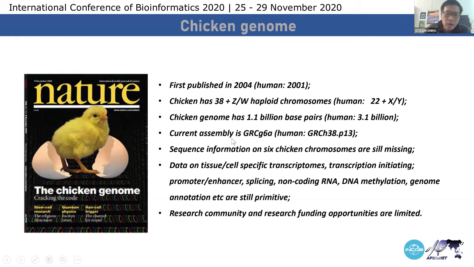The current assembly is Gal-6, and human has 38. This somewhat reflects the effort of the community, in the sense that there are very few updates, far between, in the genome assembly.